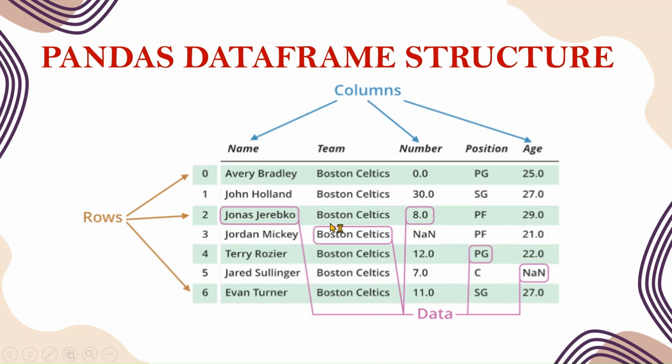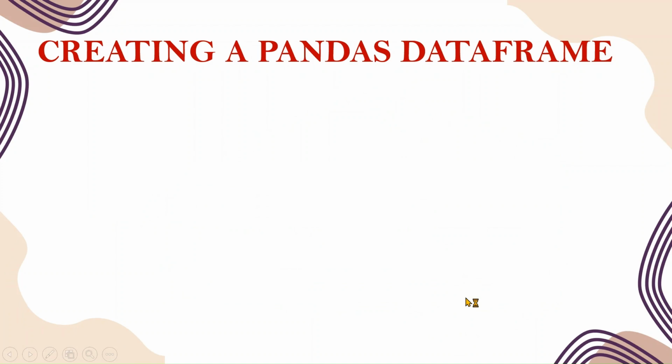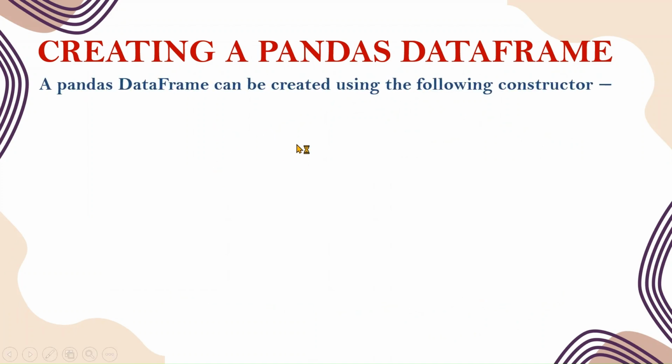So that's what I was saying, a two-dimensional structure. It's a combination of rows and a combination of columns, and in these cells we are going to fix the data. So this is the structure for the data frame. Now, how to create a pandas data frame.